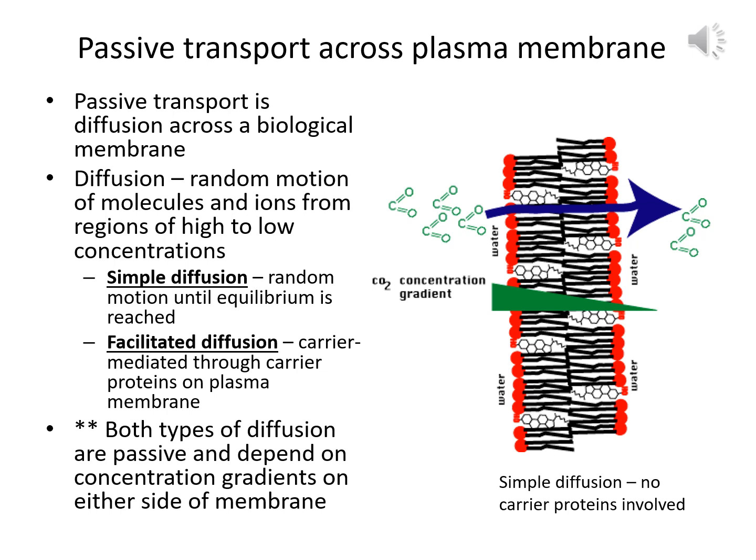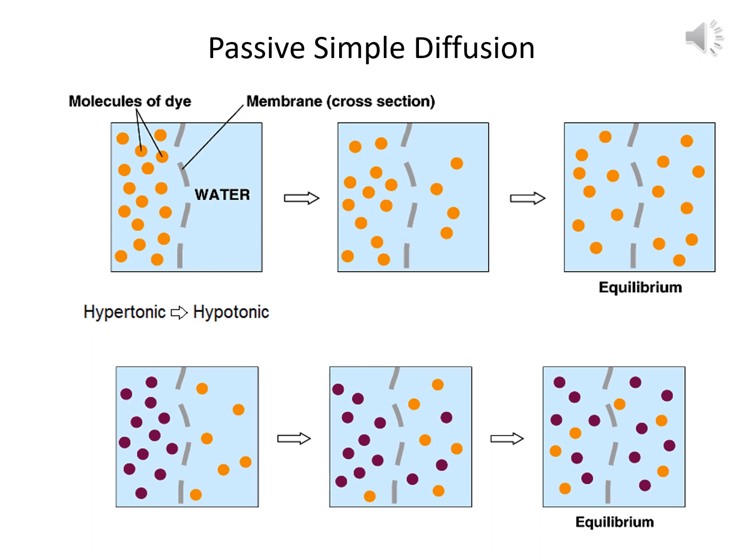One type of passive is known as diffusion. Diffusion is a random process, does not require energy, and comes in two types. It could be simple, which means there's no proteins or carriers involved, or facilitated, in which we often have proteins or carriers that help the molecules through a membrane. Remember, both of these are passive, so no energy is expended.